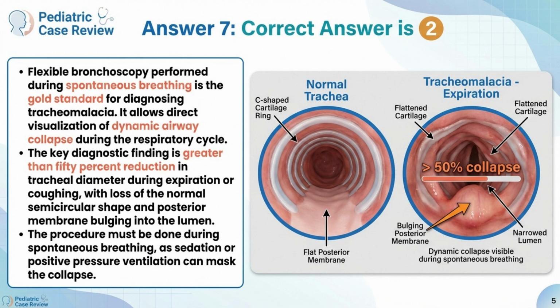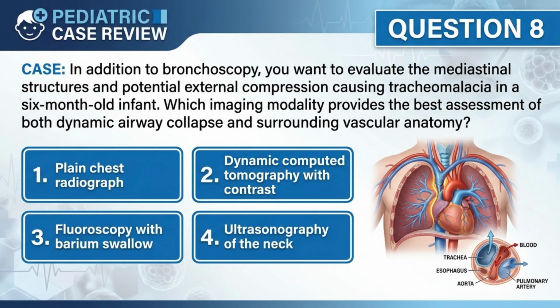As seen in the endoscopic images, this procedure allows for direct visualization of dynamic airway collapse during the respiratory cycle. It must be performed during spontaneous breathing because positive pressure ventilation can artificially stent the airway open and mask the true collapse. Case number 8.